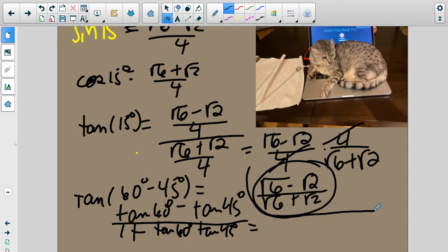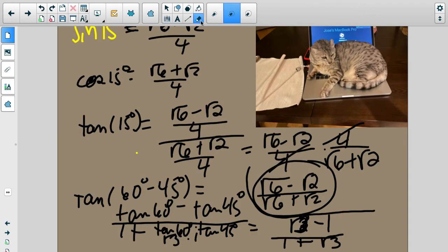Alright, tangent of 60 is root 3. Tangent of 45 is 1. This is 1 plus the tangent of 60, which is square root of 3, times the tangent of 45, which is 1. So you multiply first and you get square root of 3. I'm sorry, this is a 3. Ooh, that's a 3. So my answer is square root of 3 minus 1 over 1 plus square root of 3.